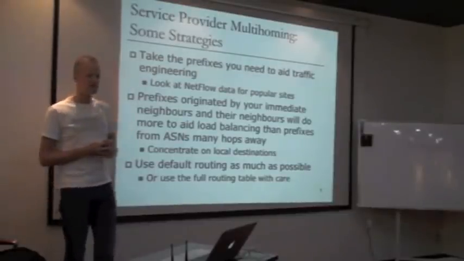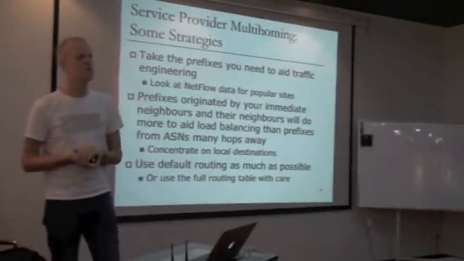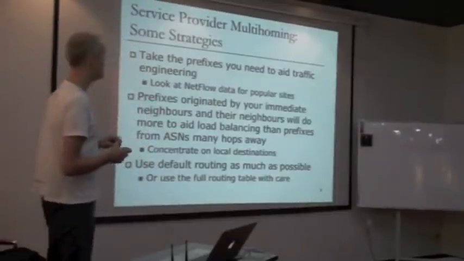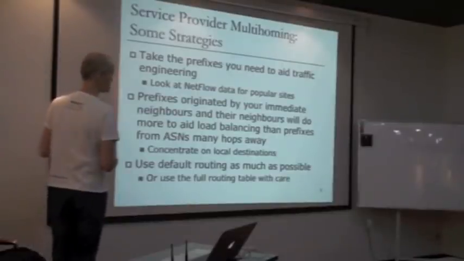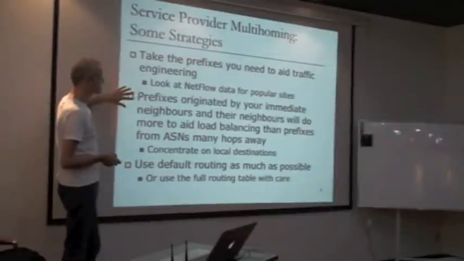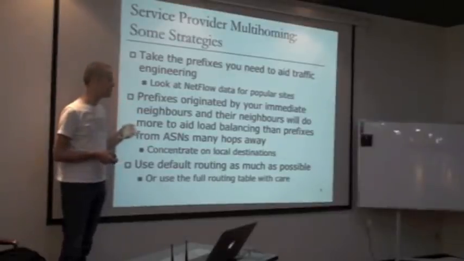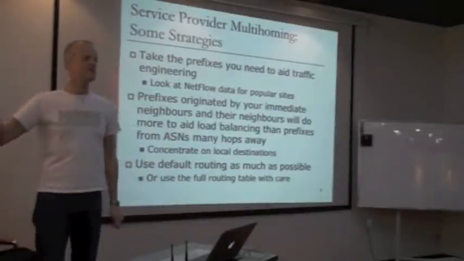Again, any ISP I go to, I say, NetFlow. I need NetFlow to see what's happening. Because without it, you have absolutely no idea what's going on in your network. And you can't do traffic engineering. Prefixes which are originated by your immediate neighbors and their neighbors are going to do a lot more to aid load balancing than those from AS's many hops away.